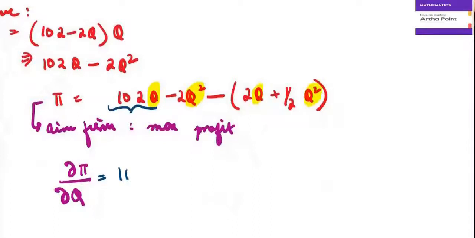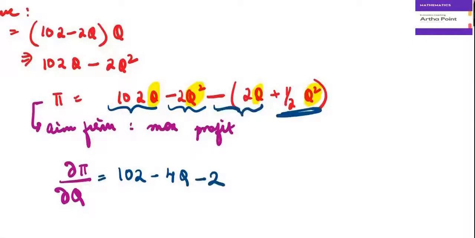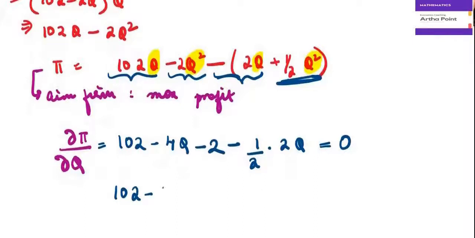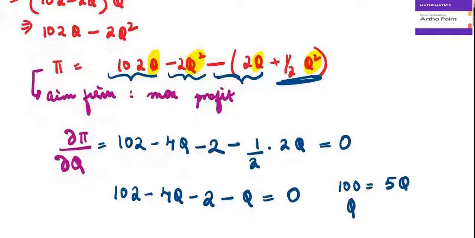Differentiation of 102Q is 102. Differentiation of minus 2Q square is minus 4Q. Differentiation of minus 2Q is minus 2. And differentiation of half Q square is half into 2Q, so minus Q. Whenever we maximize or minimize any function, we equate it to 0. So let's do that. 102 minus 4Q minus 2 minus Q is equal to 0. 100 is equal to 5Q. Q is equal to 100 by 5, which is 20.